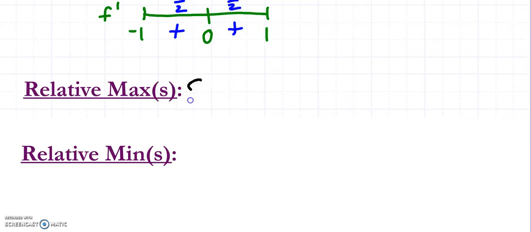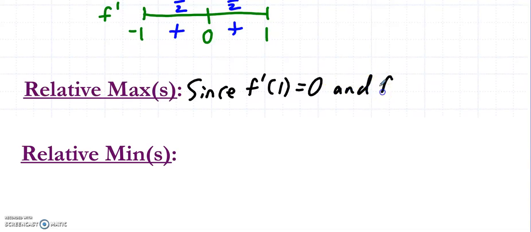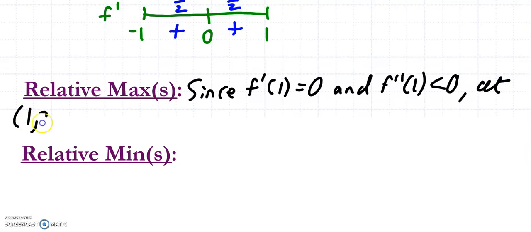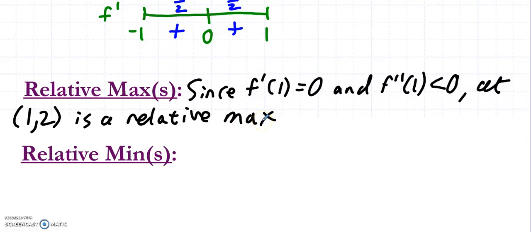So I'm going to say, since f prime of 1 equals 0, and f double prime of 1 is less than 0, sorry, I just had to check that, then I know at 1, 2 is a relative max. So again, this tells me it's a critical value, this tells me it's concave down, therefore it has to be a max.